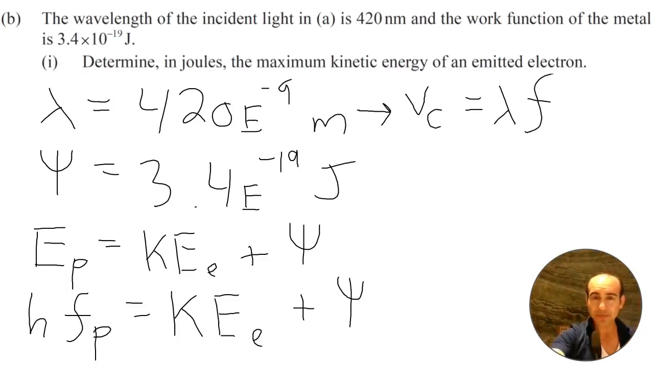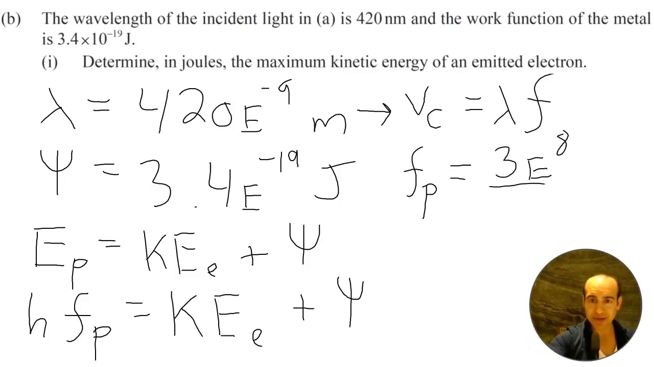If we want to solve for the frequency of this photon, we divide that out. So c, the speed of light, is always fixed at 3 e to the 8th meters per second, and I'm dividing by the wavelength, which in meters is 420 e to the negative 9th.